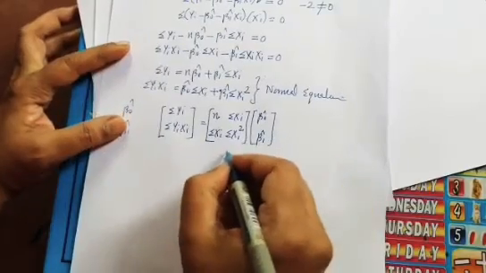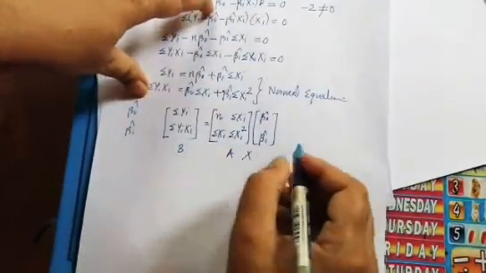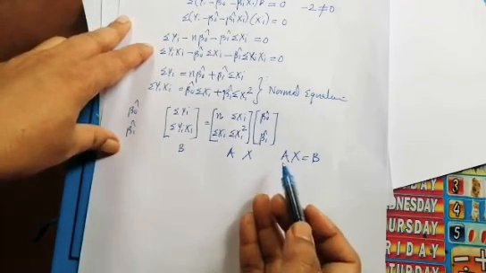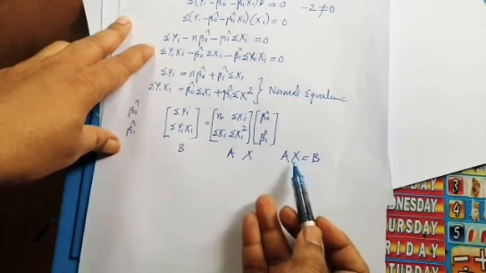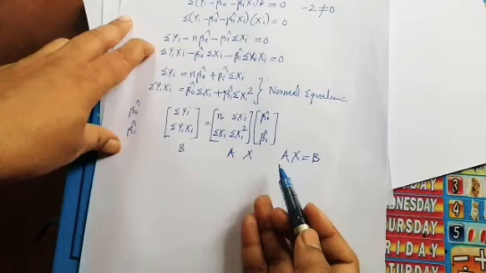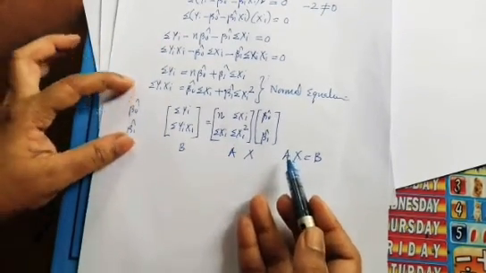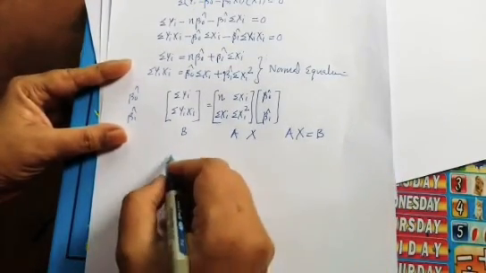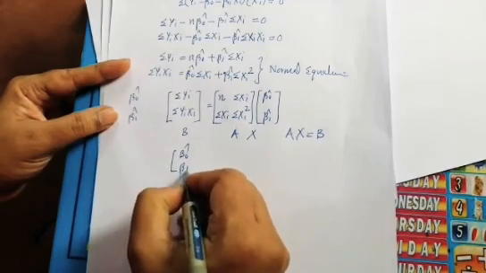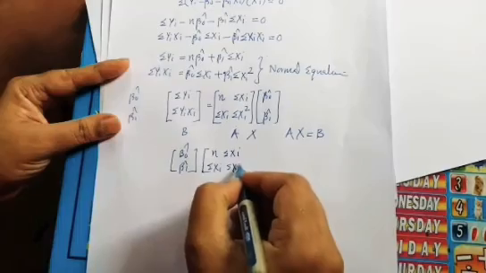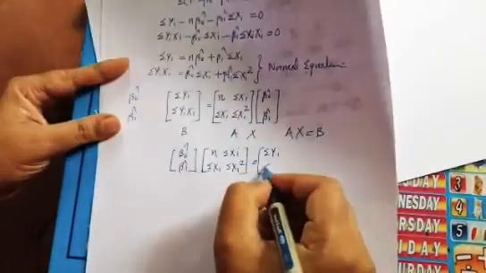Then this is in the form ax equal to b, all in matrix form, where a is a matrix of coefficients, sorry, a is a matrix of variables. Okay, this is in the form ax is equal to b. Therefore ax is equal to b means beta 0 hat, beta 1 hat into n, sigma xi, sigma xi, sigma xi square is equal to sigma yi, sigma yi xi.